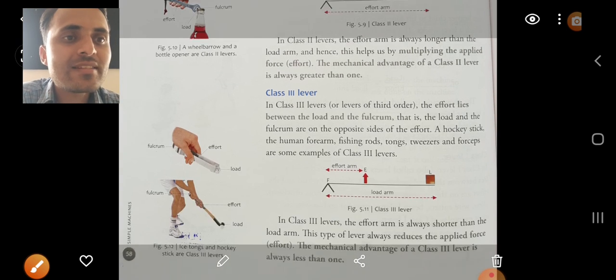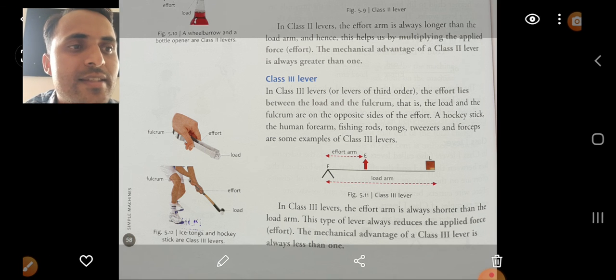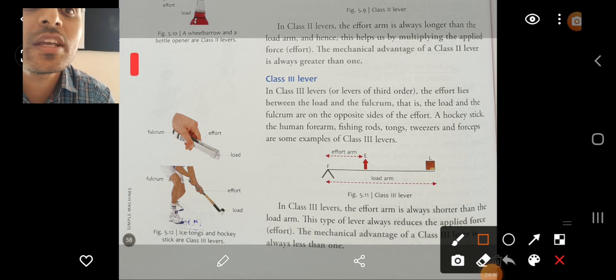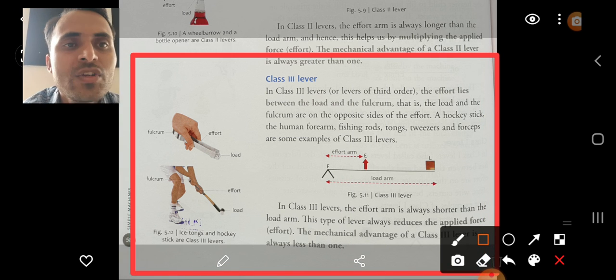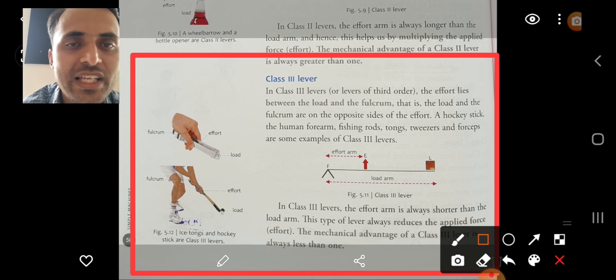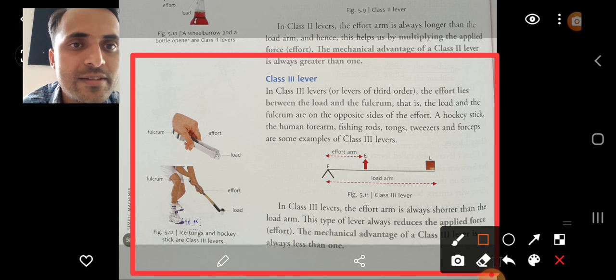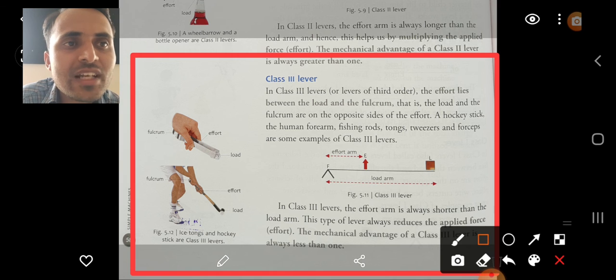Now move towards the class 3 levers. Ice tongs and hockey sticks are the best examples of class 3 levers. Okay, so in class 3 lever, what happens? Your effort point lies in between the fulcrum point and the load point. That's the difference. Okay, so what are the examples of class 3 levers? A hockey stick, the ice tongs, tweezers, forceps are some examples of class 3 levers.